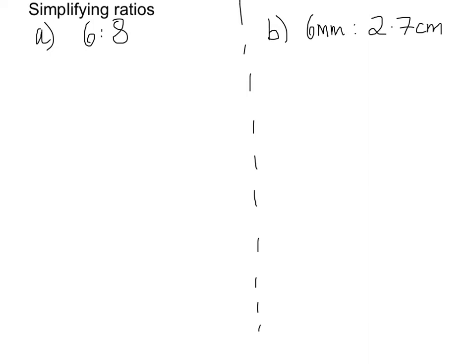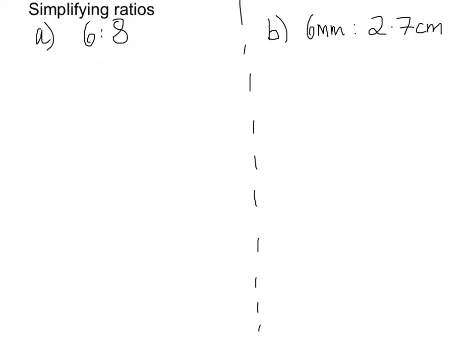This is just a quick video on how to simplify ratios. So you might get a question that specifically asks you to simplify a ratio, but it's also useful for any other ratio questions, because if you're giving a ratio as your final answer, you're normally expected to give it in its simplest form. So we've got a ratio here, which is just 6 to 8.